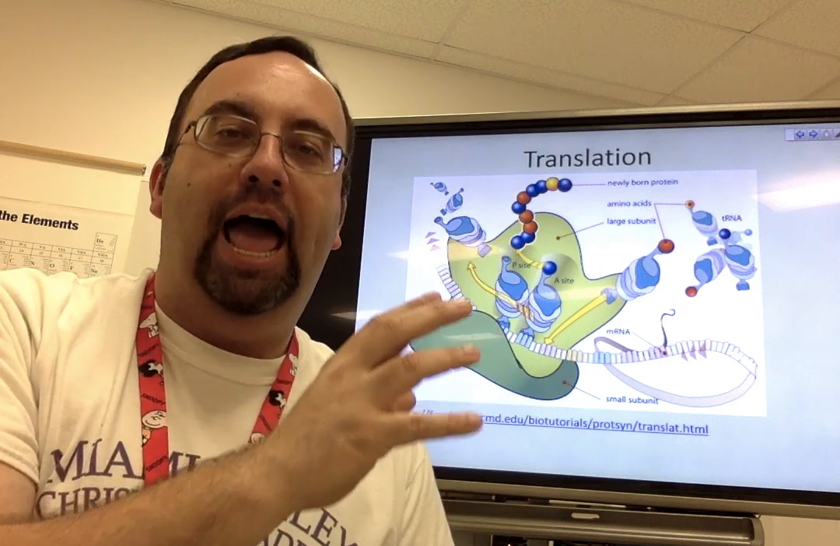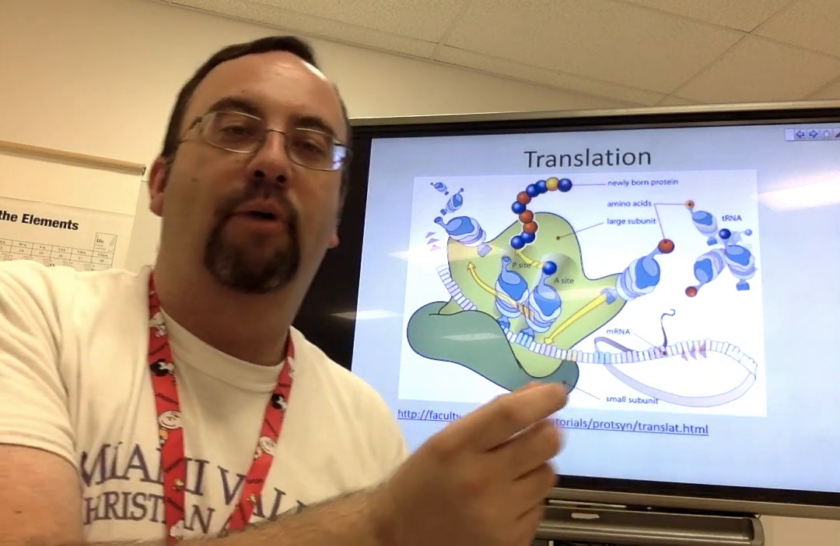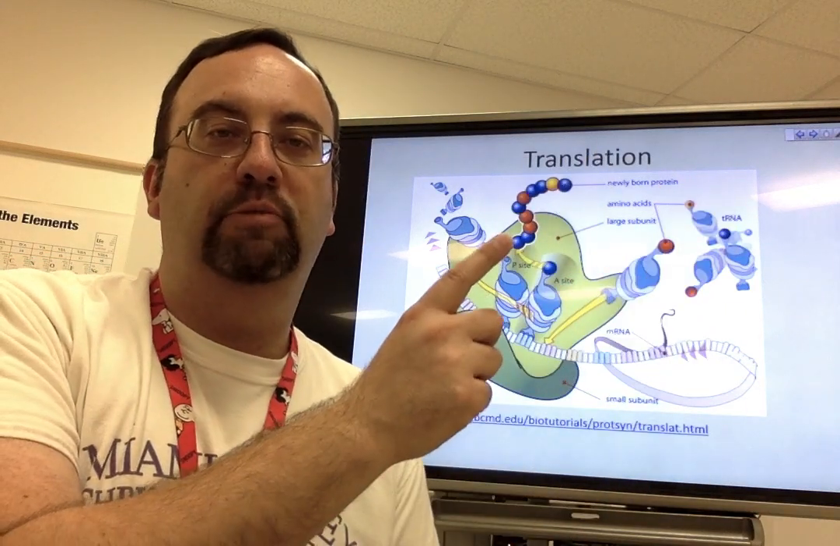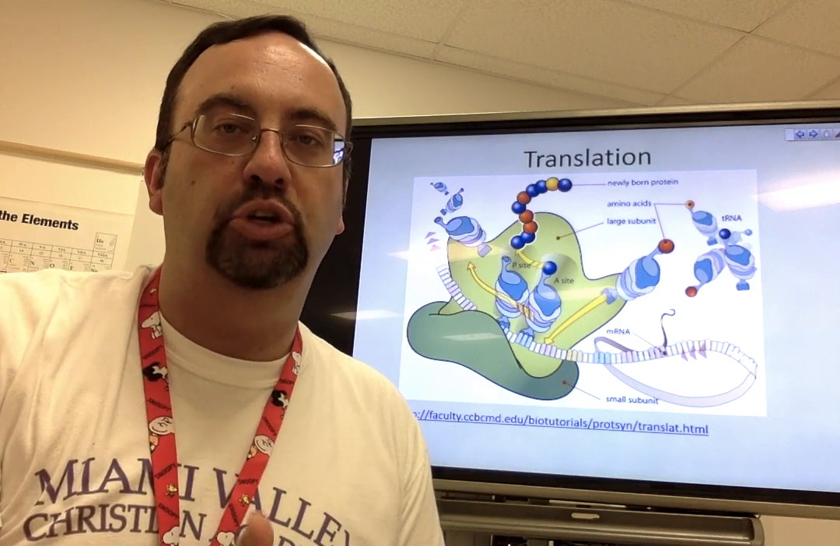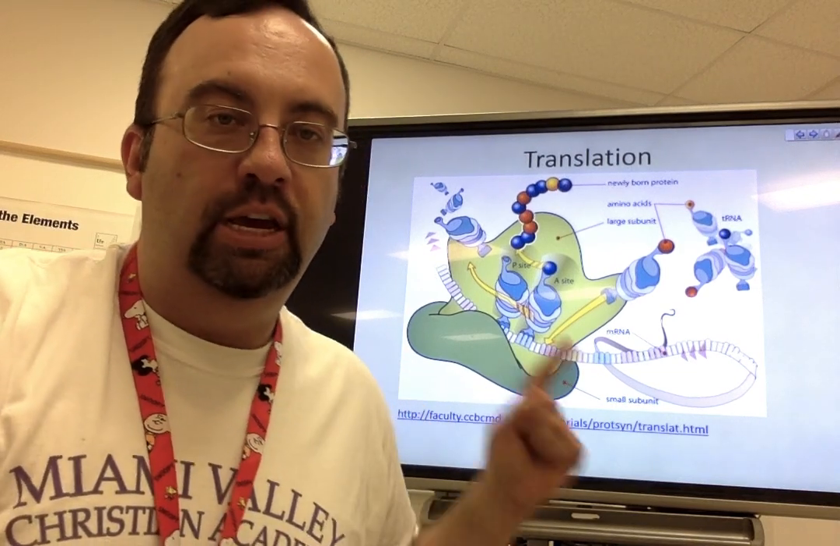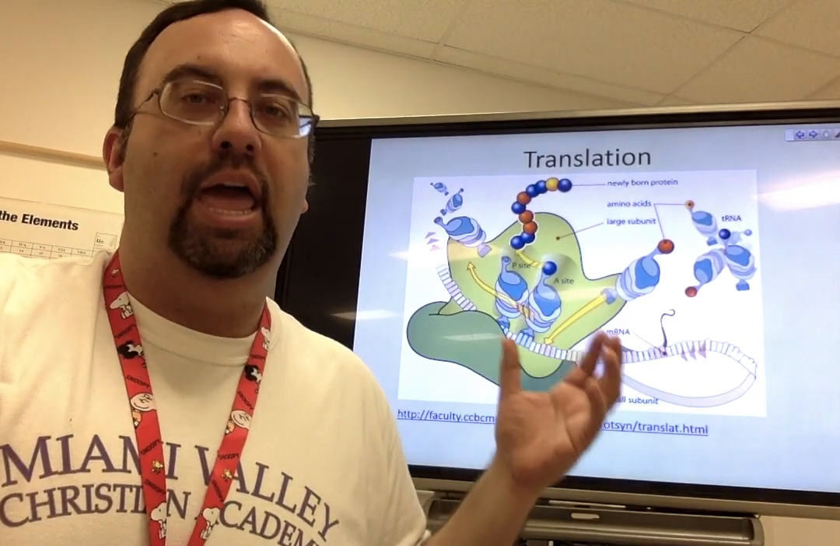And so after it reaches the stop codon somewhere further down here, the ribosome, this part right here, will break apart, and then the protein will be released, and then it'll fold into its proper shape. And so this is the process known as translation. So taking messenger RNA and using the transfer RNA to then make it into a protein.